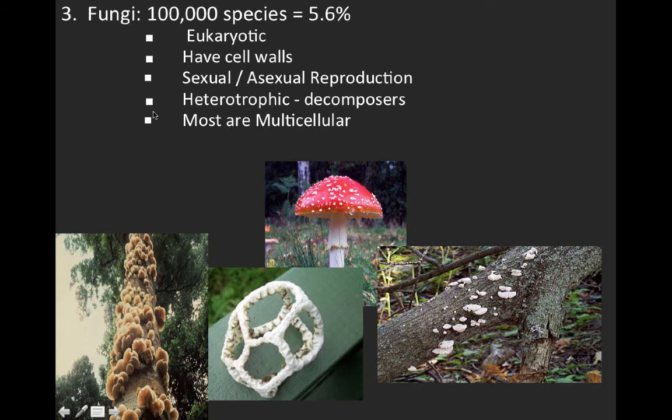Fungi, 100,000 species, 5.6%. They're eukaryotic. They have cell walls. They reproduce sexually or asexually as well. They're heterotrophic, so they're decomposers. Remember, that's a review from ecology. Most are multicellular. We do have some that can be in the unicellular category, but the majority are multicellular.